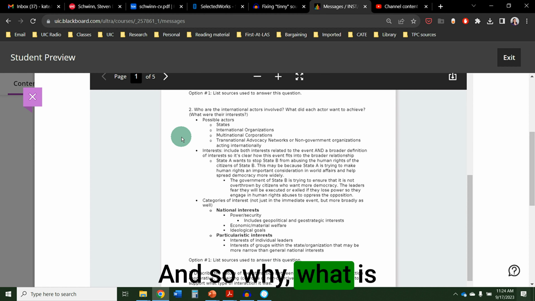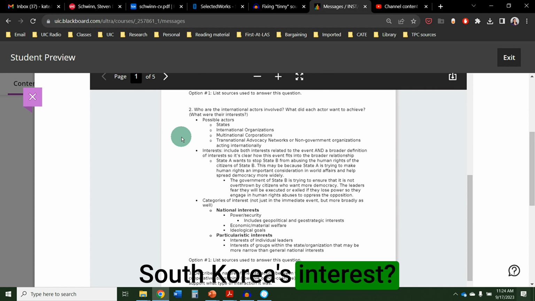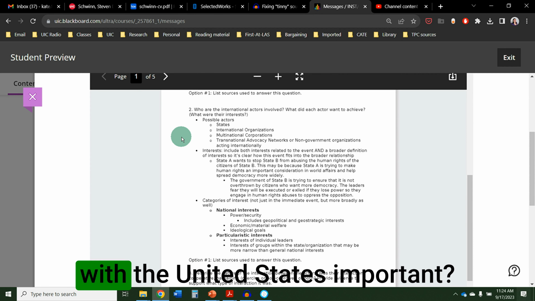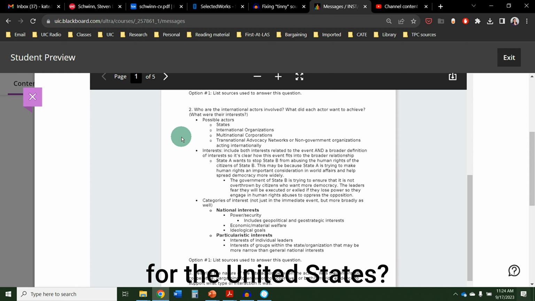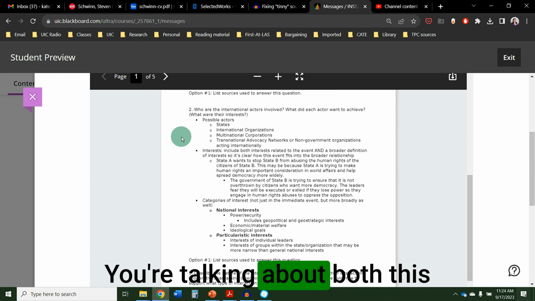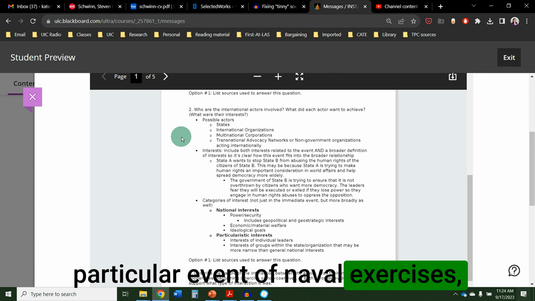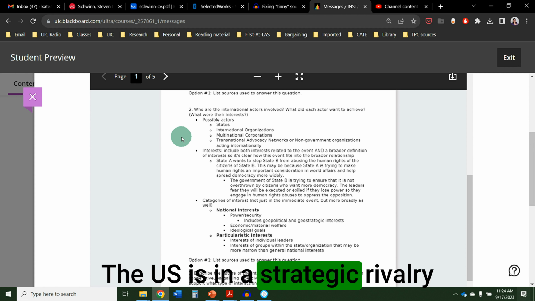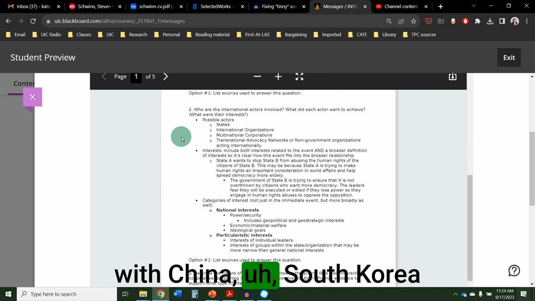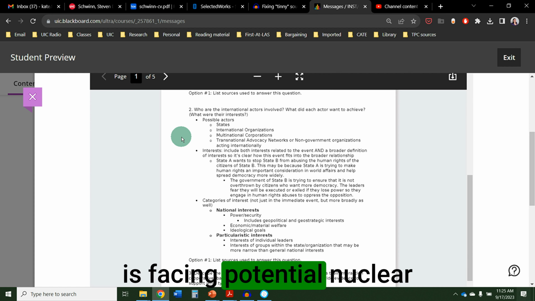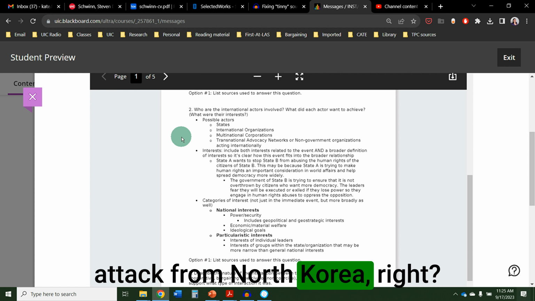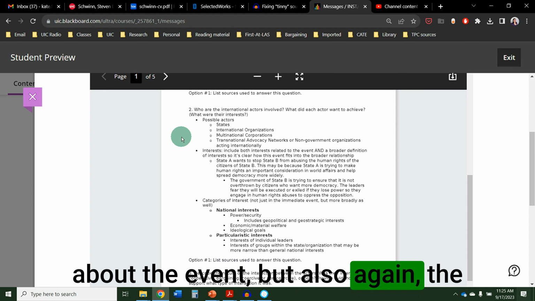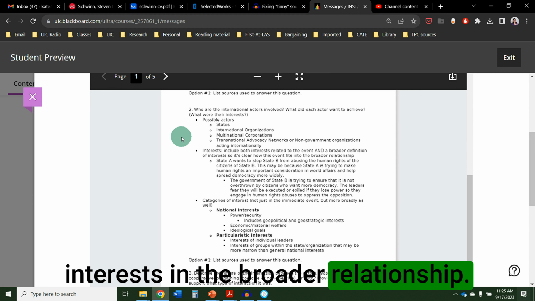And so what is South Korea's interest? Why is being militarily consistent with the United States important? What good does this do for the United States? You're talking about both this particular event of naval exercises, but you're also talking about the broader context, right? The U.S. is in a strategic rivalry with China. South Korea is facing potential nuclear attack from North Korea, right? So you need to talk specifically about the event, but also, again, the interests in the broader relationship.